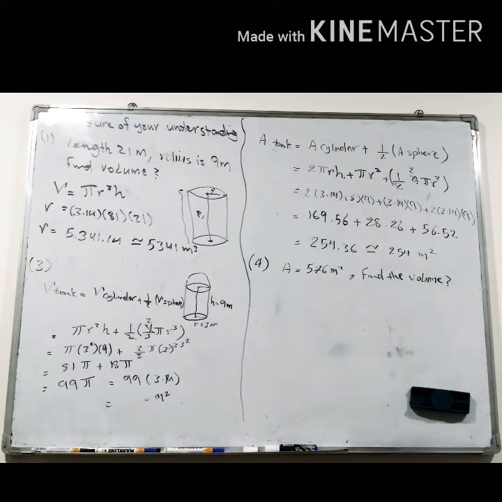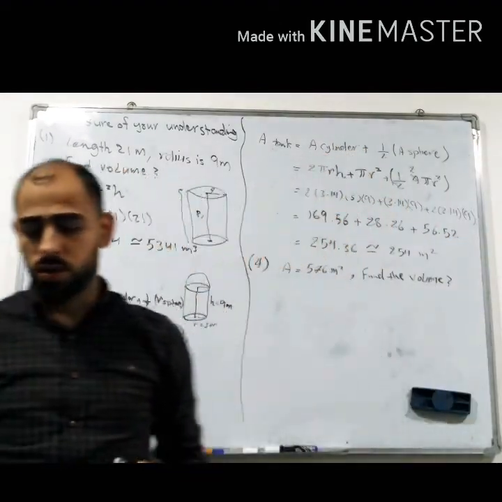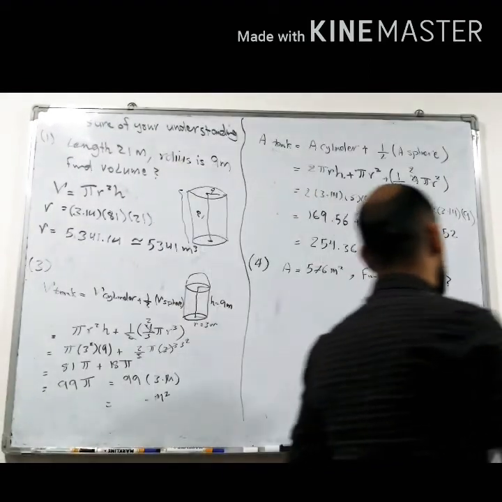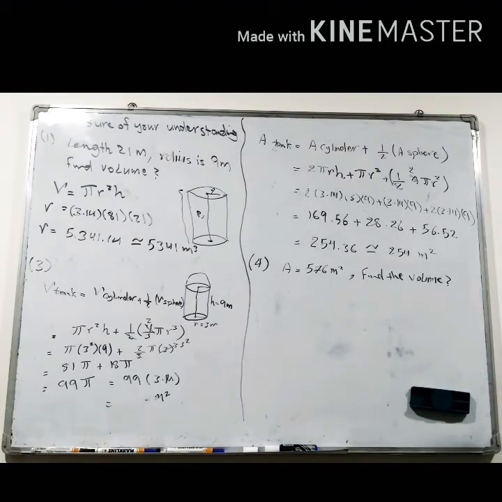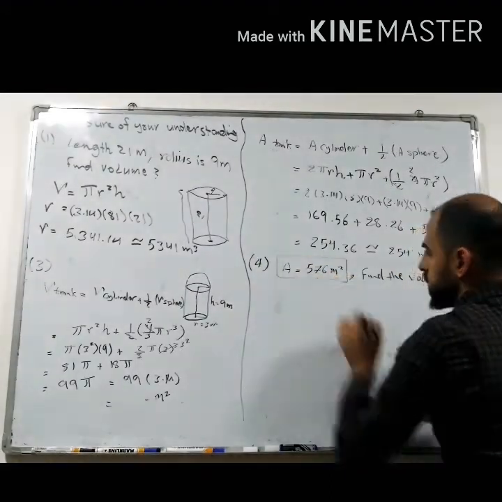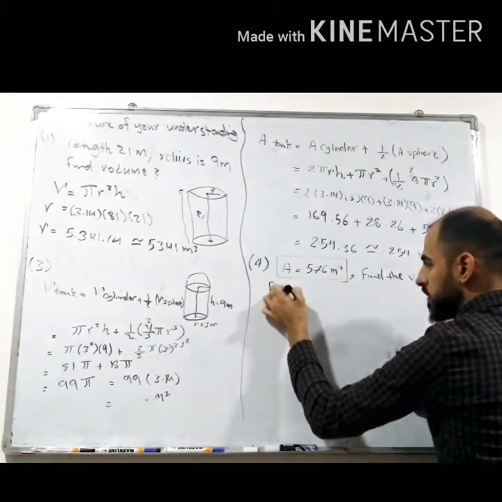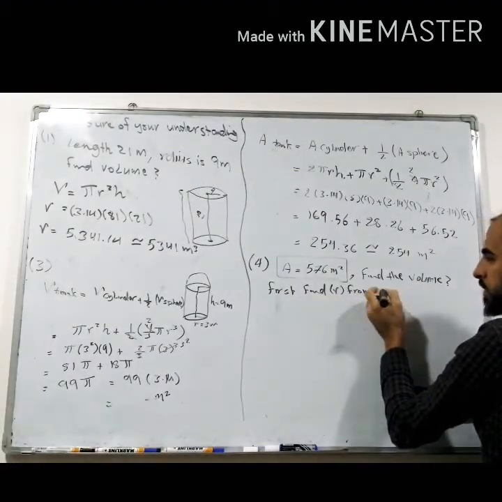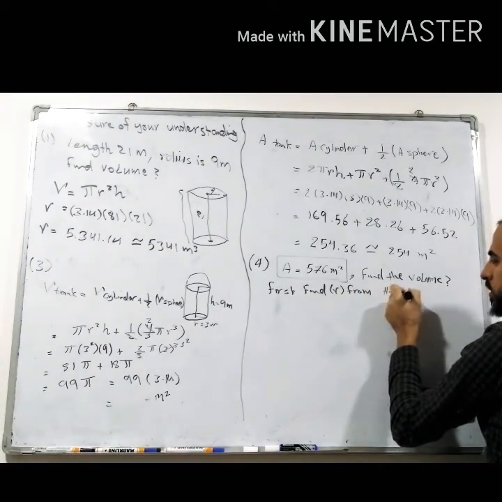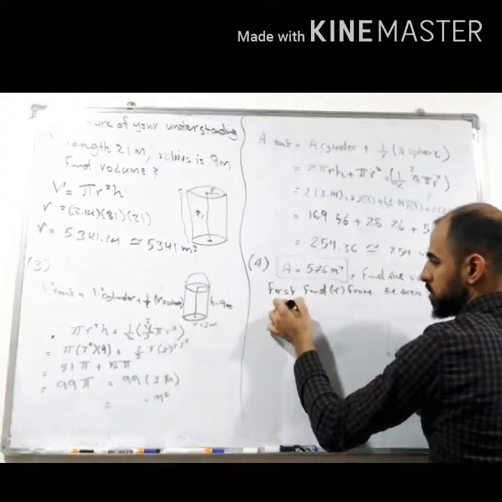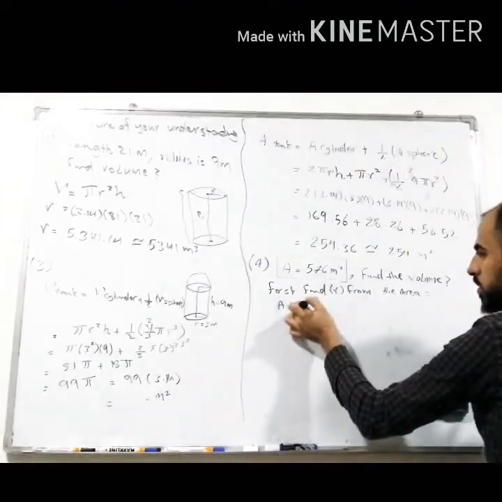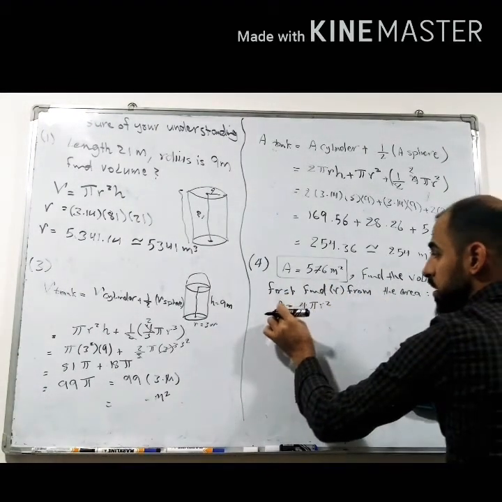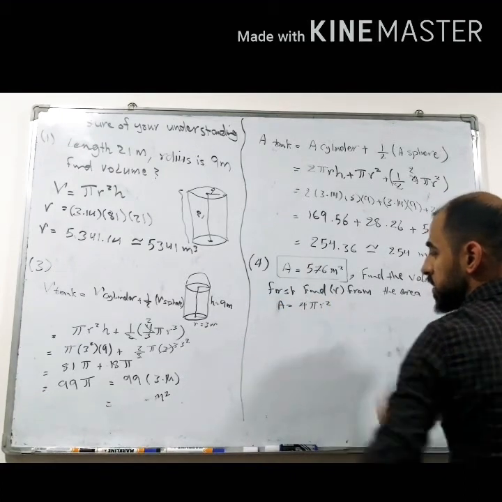Now, in this question, we have to find the volume by applying the law of the volume of a sphere, which is 4 over 3 pi r to the power 3. So first, we have to find the r, or the radius, from the given area. First, find r from the area. A equals 4 pi r to the power 2. We don't have to find the area because it's given, but we have to find the radius r.